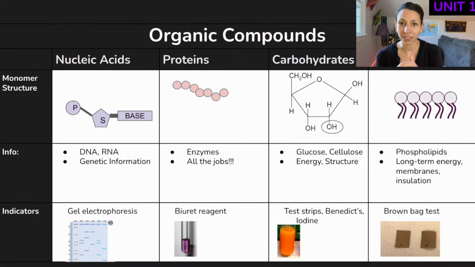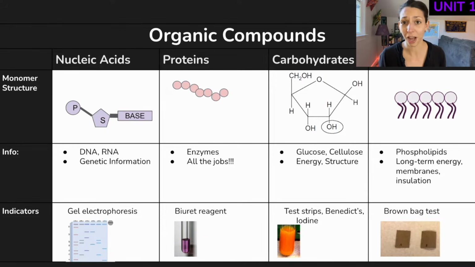I'm going to go through the monomers of each of our main categories of organic compounds or macromolecules, talk a little bit about their function, and then some indicators which you might use in the lab, or might have used in the lab, to identify each one. So nucleic acids are made of nucleotides, that's our monomer, our single unit, to build our larger things like DNA and RNA. They consist of a phosphate, a sugar, and a base, and then many of them link together to carry genetic information in organisms. Proteins, which DNA codes for, DNA actually carries the instructions to build proteins, are made of amino acids.